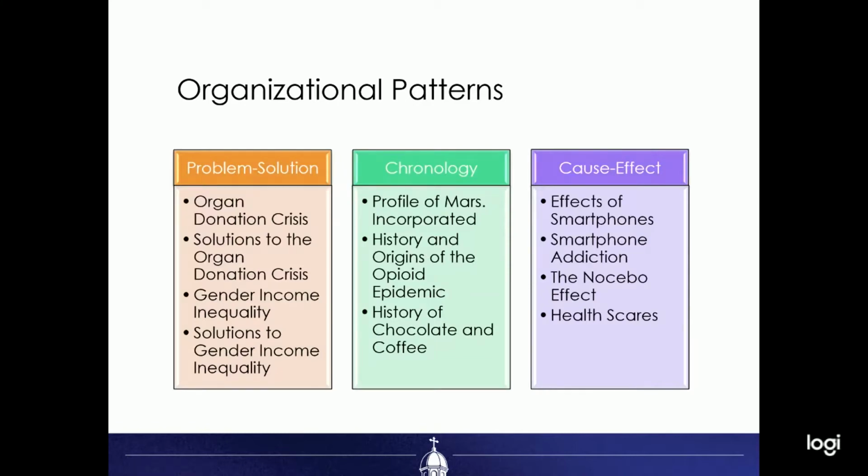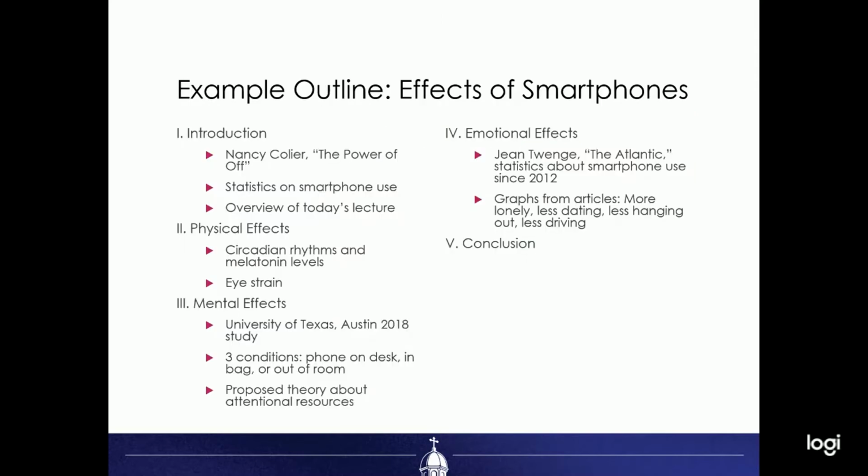So here are some examples of organizational patterns that I've used. So remember, I'm working with B1 learners. So I want to use organizational patterns that are pretty easy to understand so that they can focus more of their attention on the words that they're actually hearing. So I tend to go for a problem solution, chronology, cause effect, or maybe even just listing. So here's an example of a cause-effect lecture.